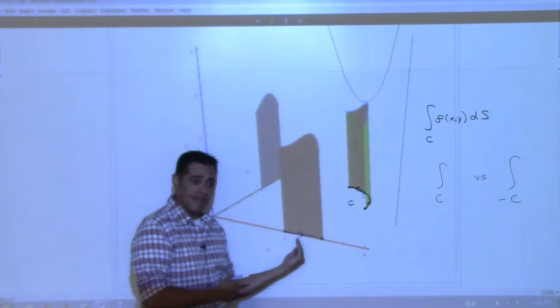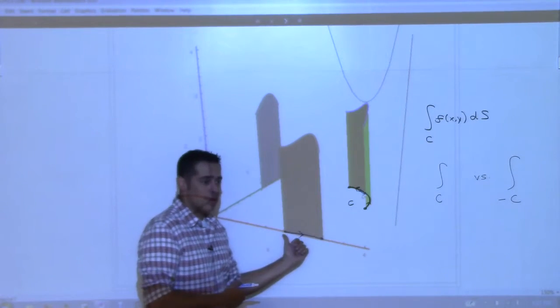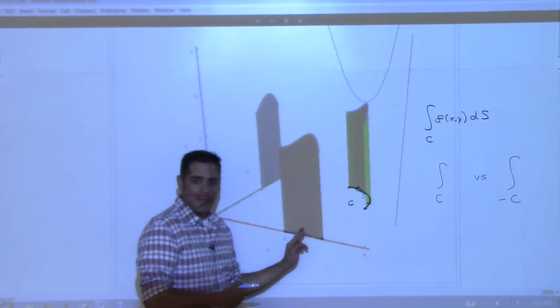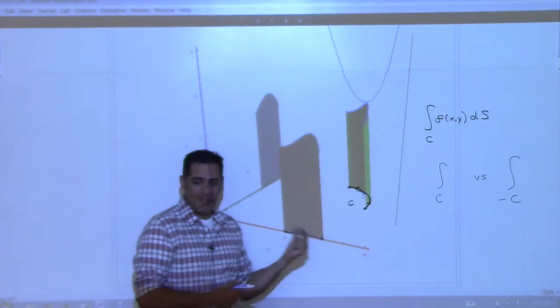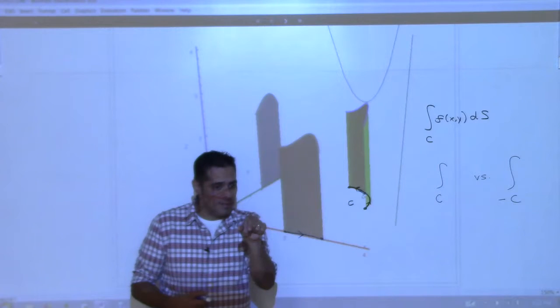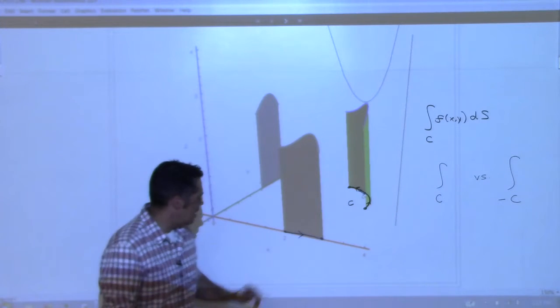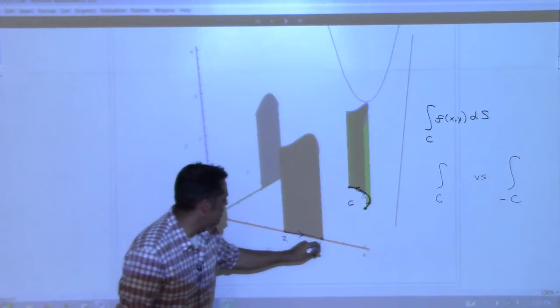That should be positive in this case. But if we go the other direction, we're going to have the opposite. So our width is actually going to be calculated as negative. Does that kind of make sense? Let's say this is 2, right? Let's say this is 3.